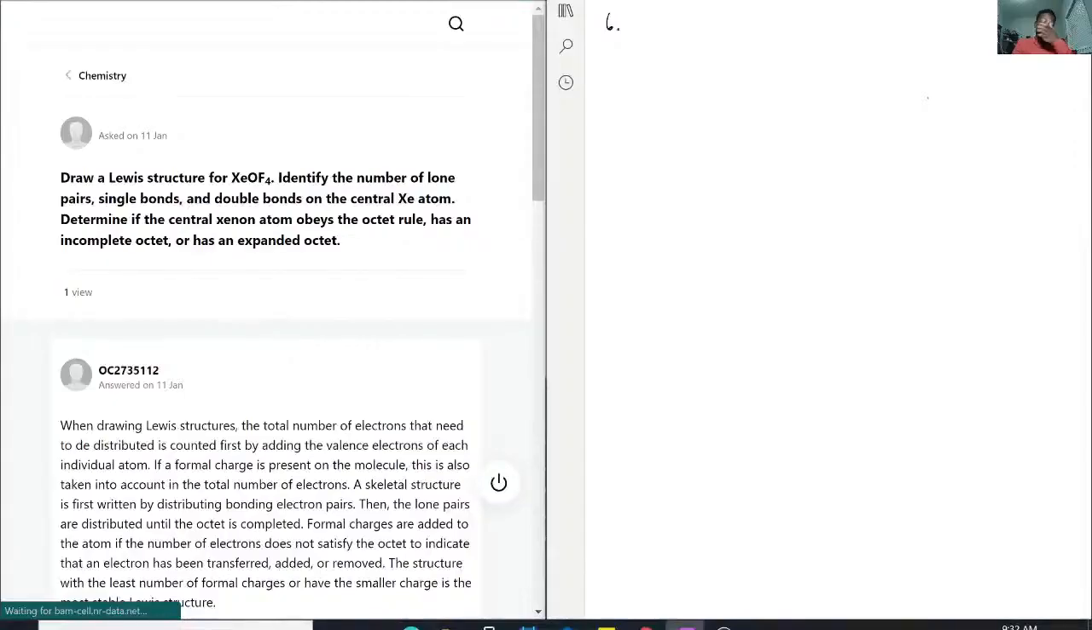Draw a Lewis structure for XeOF4. So, Lewis for XeOF4.